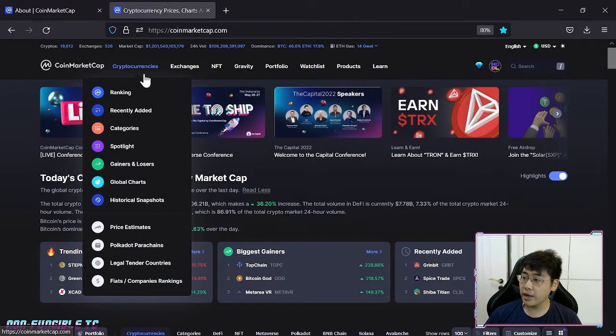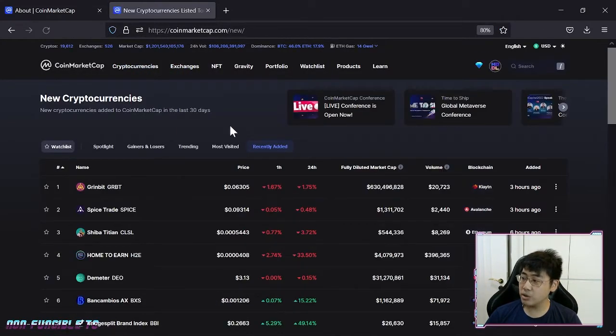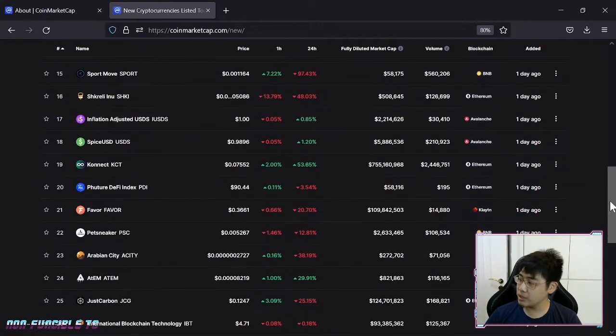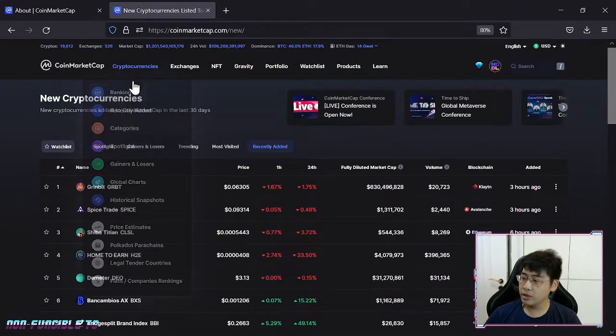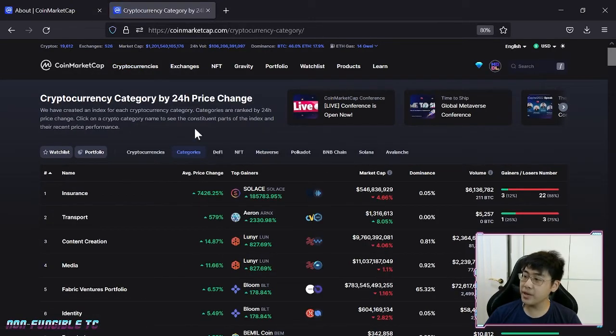So for cryptocurrency, ranking is this page. And then if you go up, you look at recently added, it will show you the different types of new tokens that are actually listed on this website, right? And then they also have categories, which I shared with you already, based on the different types of categories if you want to do your research.